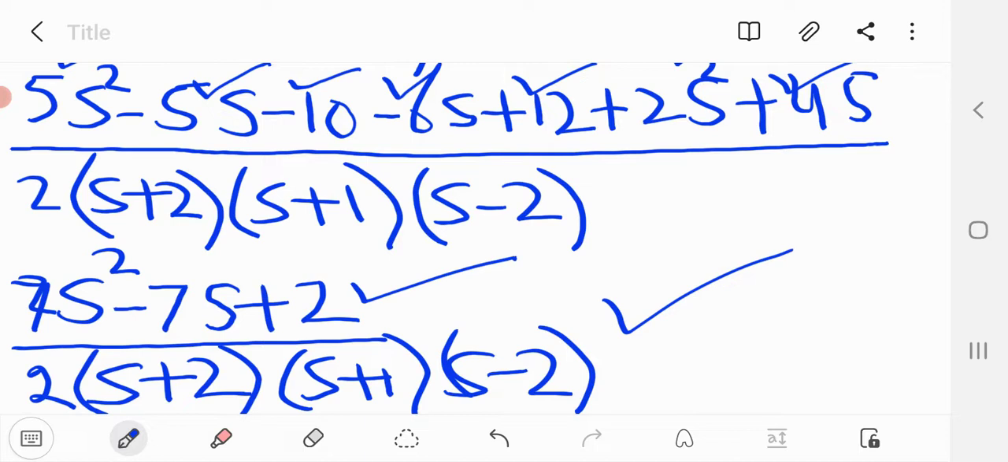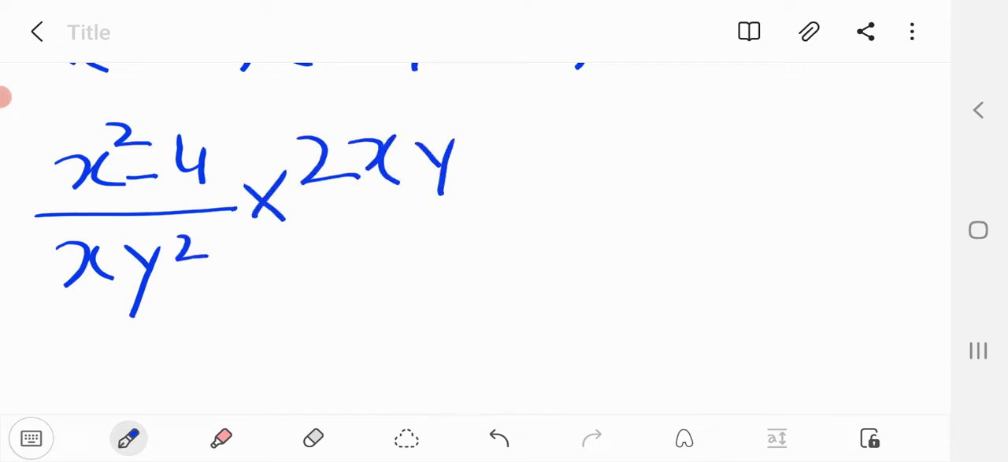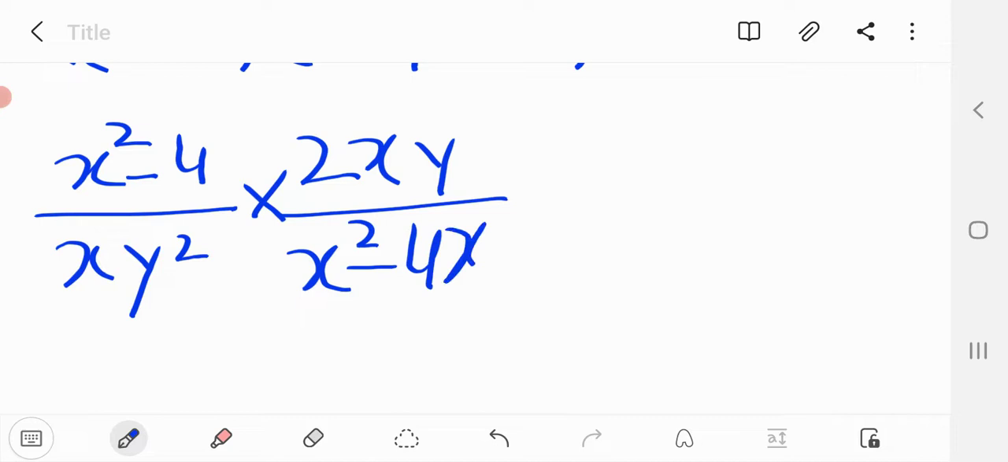So let me explain one more example regarding this topic. The next example will be like this: x square minus 4 divided by xy square, multiplied by 2xy divided by x square minus 4x plus 4. In this algebraic fraction, it is not necessary to make an LCM, because here in this question the plus and minus sign is not available.